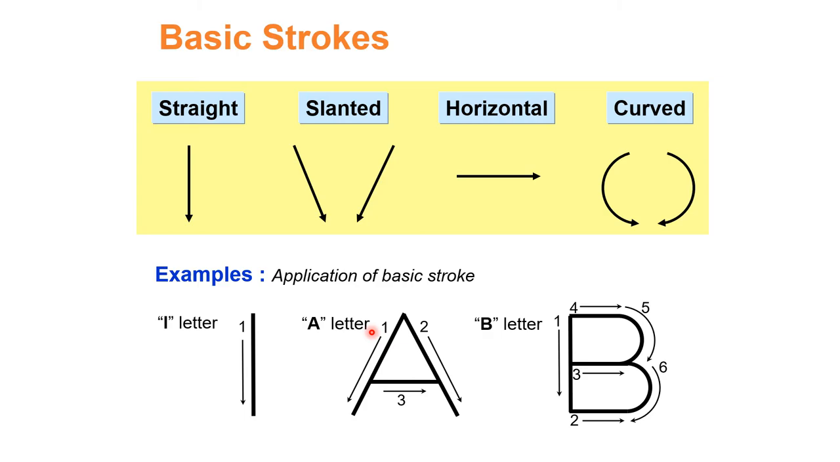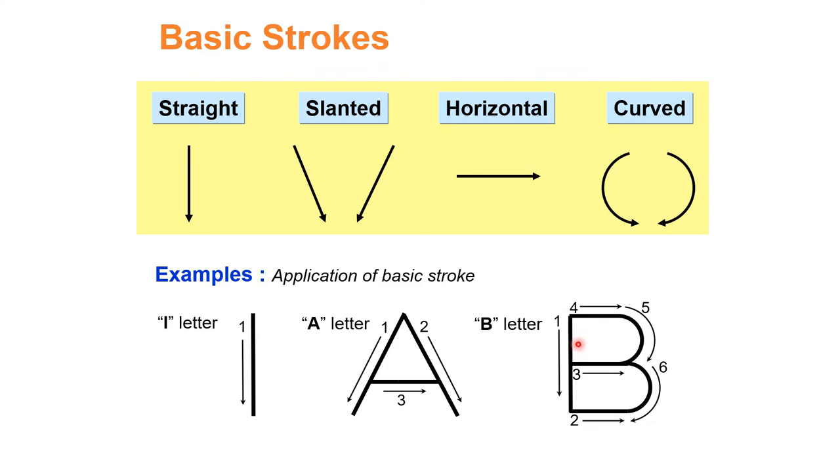Basic strokes. For writing any object in engineering drawing, these are the basic strokes needed for lettering: straight, slanted, that is inclined, horizontal, and curved. For example, when you write I, you need a downward stroke. Just place your pencil here and move it downward to that position. That is a straight stroke. For writing a letter, you need slanted and horizontal strokes: 1, 2, 3. Follow the strokes the same way. First write 1, then 2, then 3. Then you will be able to write a proper letter. Please follow the strokes.